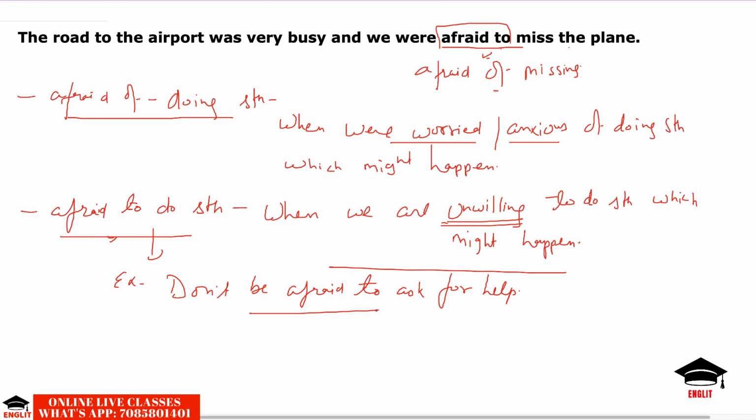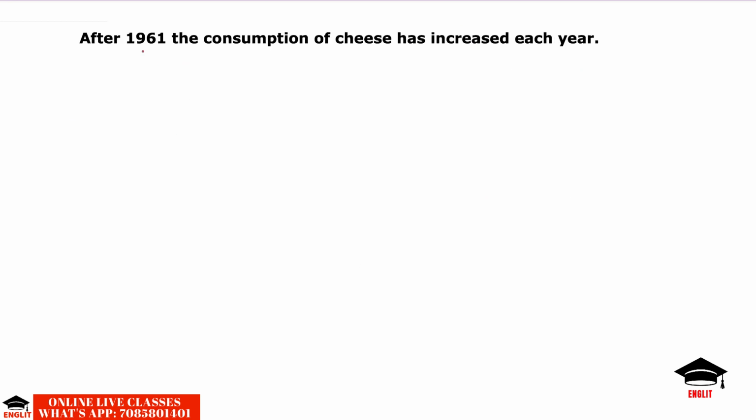यहाँ पे afraid to ask means hesitant to ask or unwilling to ask. So when we are unwilling, when we are hesitant, we can also say hesitant or we hesitate. We always use afraid to. And when we are afraid, when we are worried, when we are anxious, so we use afraid of. Next question. After 1961, the consumption of cheese has increased each year.